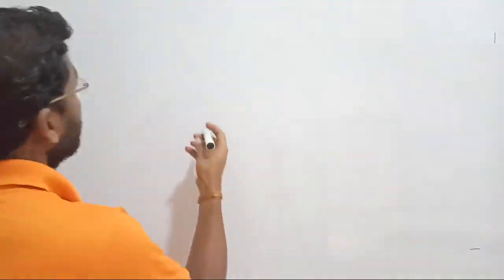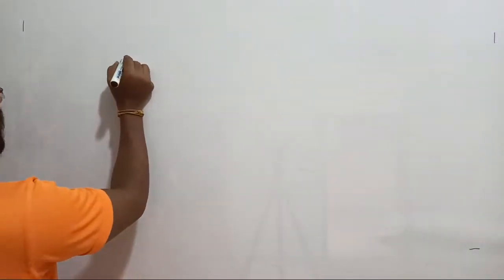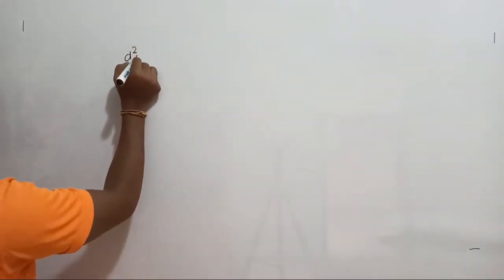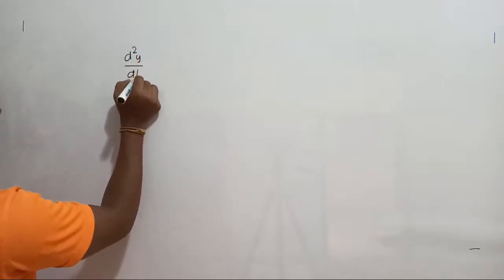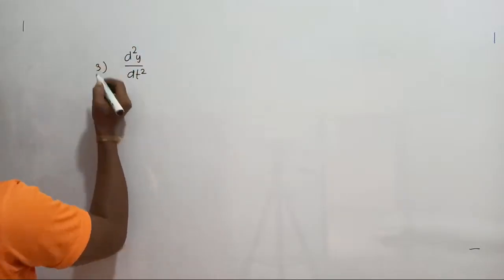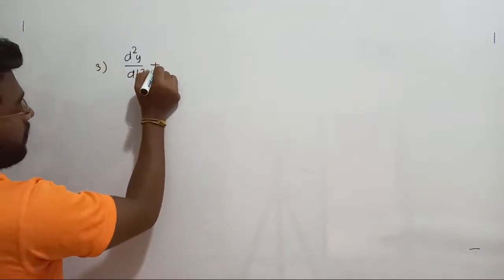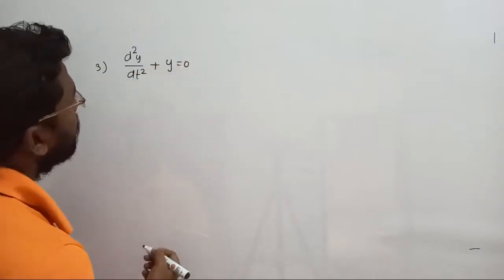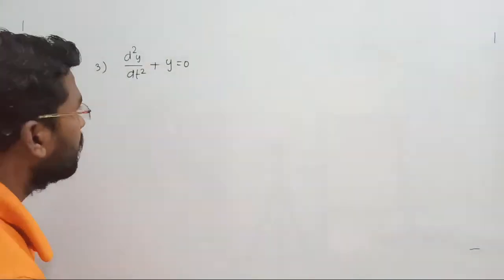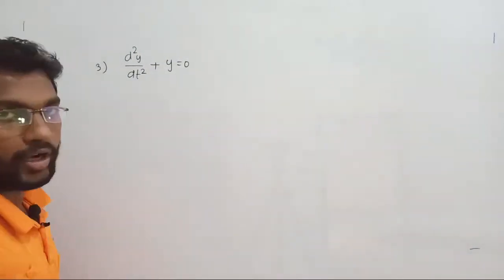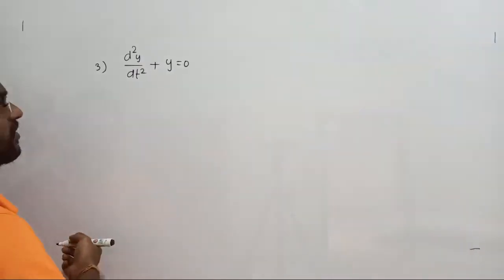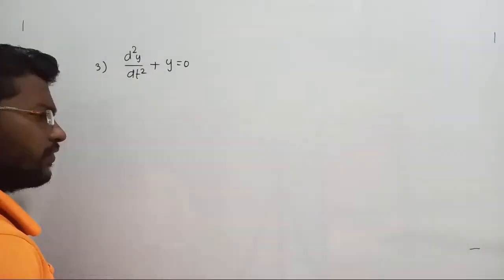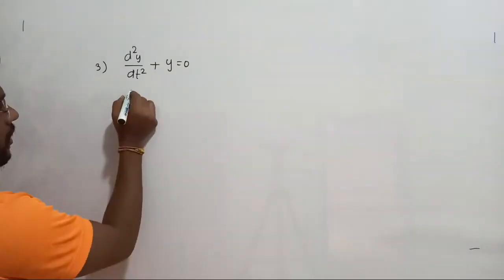Let me solve the next one. Let's take, what shall we consider? Let us consider d square y upon dt square plus y equal to 0. Third example. The equation is given like this. Now let's try and find out the solution for this function. Since this is a differential equation, let's go ahead and find out the complementary function and particular integral.